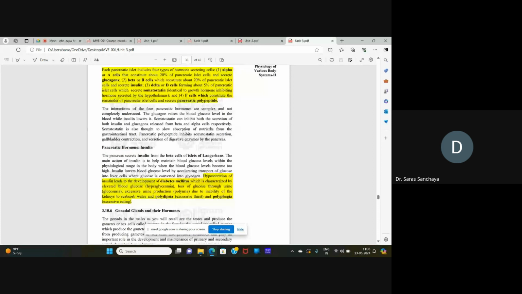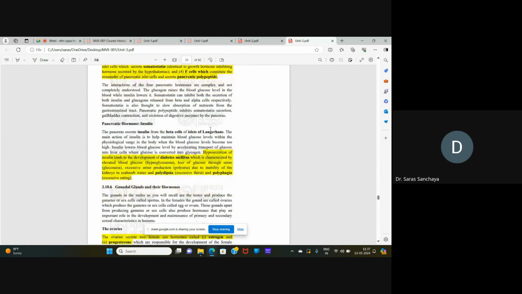So, the hyposecretion of insulin leads to the development of diabetes mellitus, which is characterized by elevated blood glucose or hyperglycemia, loss of glucose through urine, glycosuria, excessive urine production, that is polyuria, due to inability of the kidneys to reabsorb water, polydipsia, that is excessive thirst, and polyphagia, that is excessive eating.